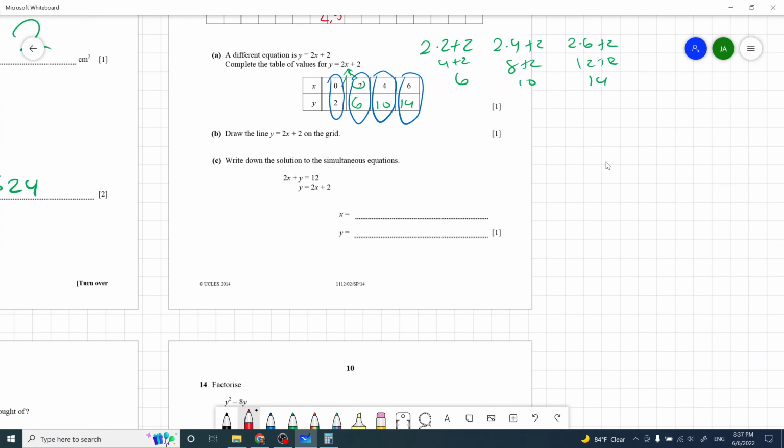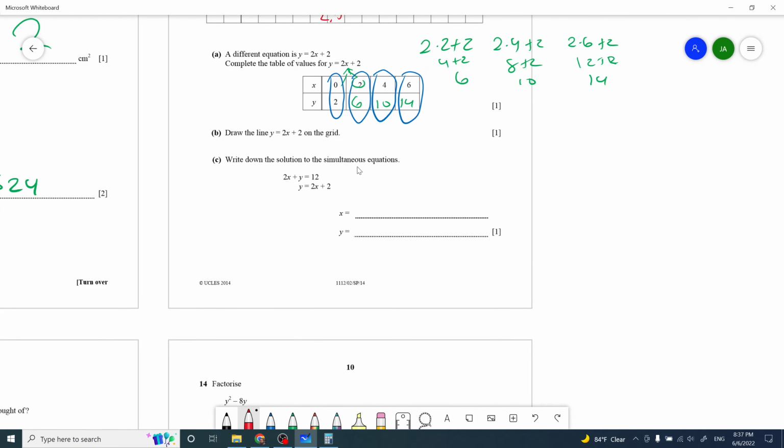I haven't looked at the answer sheet yet, but another way we could work out the solution to the simultaneous equation would be through either substitution or elimination. If we use substitution here, we see that y equals 2x plus 2. So we're going to put this in the other equation instead of y. So we'd have 2x plus y. Instead of y, we use 2x plus 2 equals 12. So we simplify, this is 4x plus 2 equals 12.